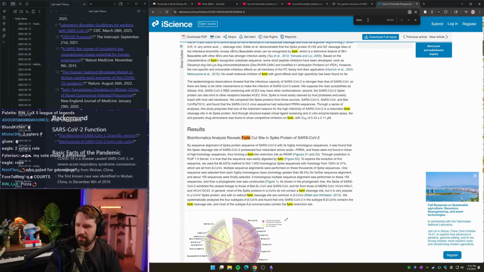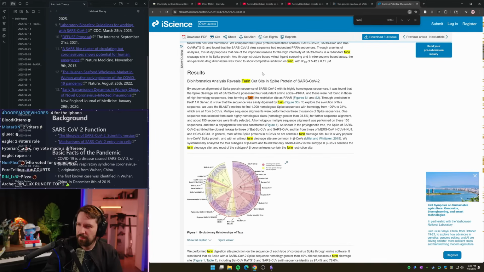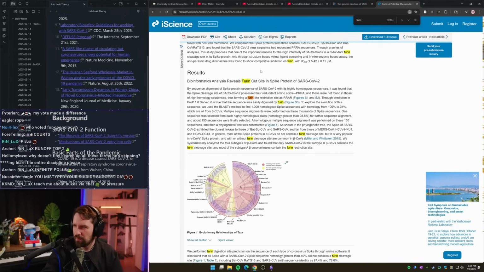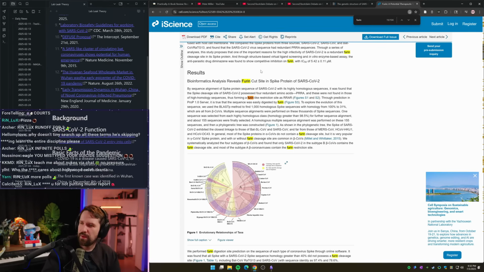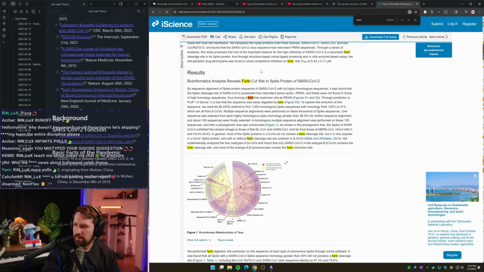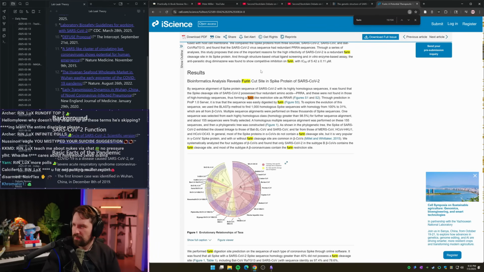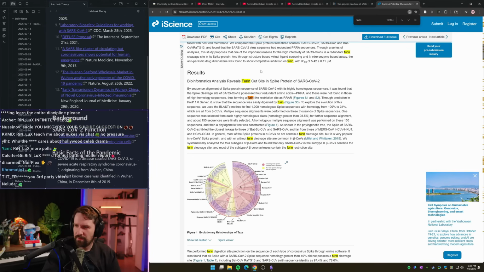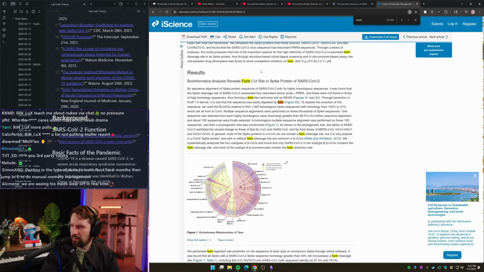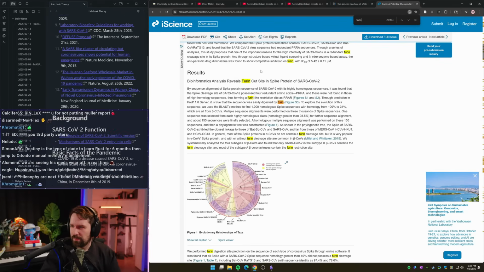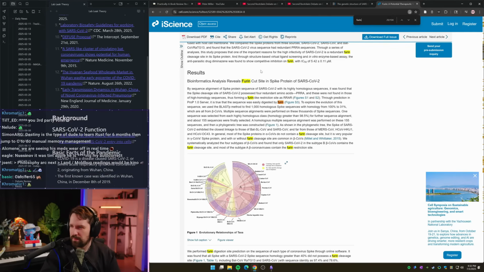an IC50 of, furin cut site and spike protein. By sequence alignment of the spike protein sequence of SARS-CoV-2 with its highly homologous sequences, it was found that the spike cleavage site of SARS-CoV-2 possessed 4 redundant amino acids, PRRA, and these were not found in those of high homology sequences, thus forming a furin-like restriction site as RRAR. Through prediction, the sequence is easily digested by furin. To explore the evolution of the sequence, we use BLAST.